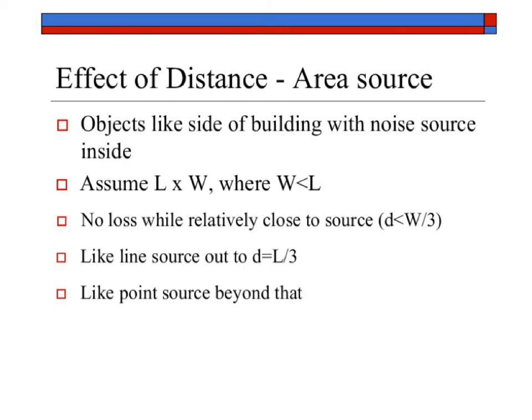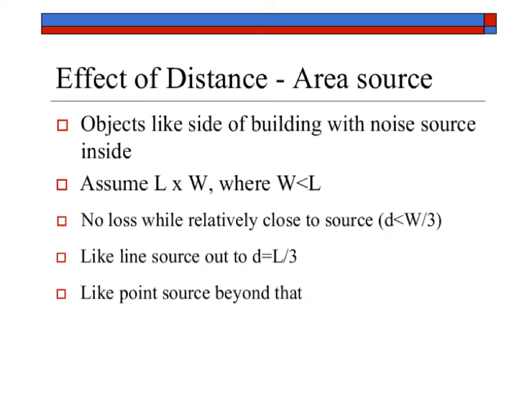Most commonly, noise sources are either point or line, but occasionally we'll have something like an area source. An example of this would be the side of a building with noise sources inside, and the entire side of the building is radiating the noise that we're interested in. Now, if we assume this building has a certain length L and a width W, with a width less than the length, there will be no loss of sound pressure level while we're relatively close to the source, and by that we mean the distance is less than W divided by 3, with W being the smaller dimension.